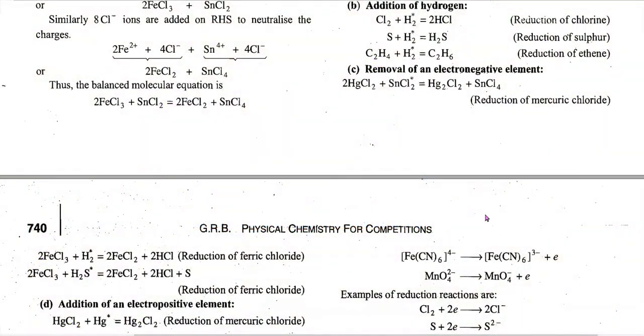Hello students, in my last lecture I explained the definition of reduction. The last example I taught you was removal of an electronegative element. This is also called reduction. In this reaction, reduction of mercury chloride takes place. HgCl2 is converted into Hg2Cl2 and SnCl2 is converted into SnCl4. Here HgCl2 is getting reduced into Hg2Cl2.